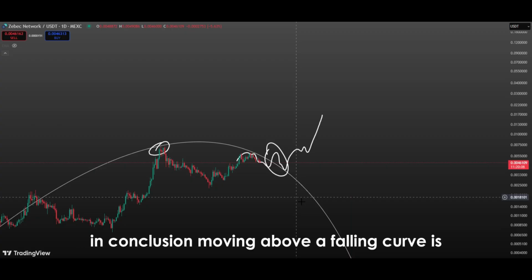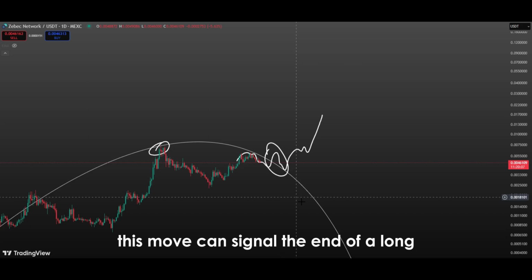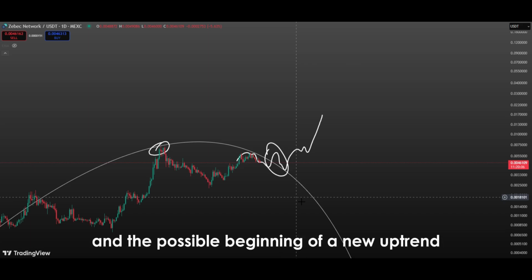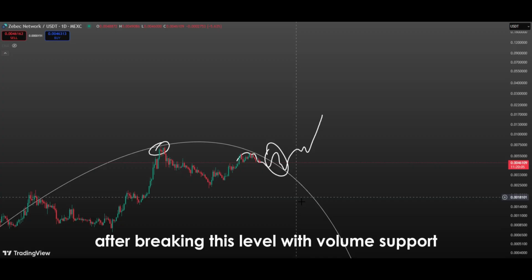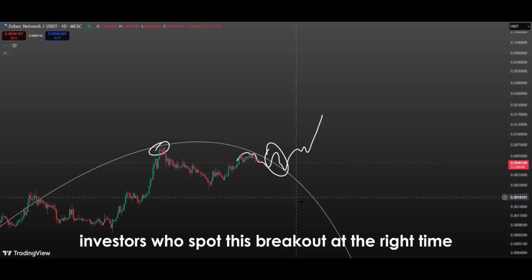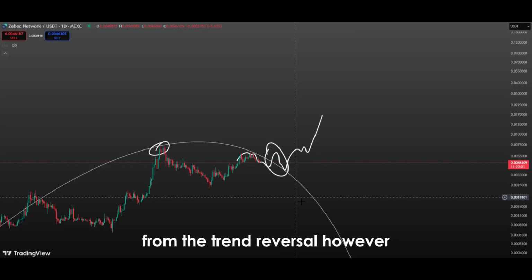In conclusion, moving above a falling curve is a very important technical development for the market. This move can signal the end of a long-lasting downtrend and the possible beginning of a new uptrend. If the price continues upward after breaking this level with volume support, it boosts investor confidence and makes the rise more sustainable. Investors who spot this breakout at the right time can capture the highest potential gains from the trend reversal.